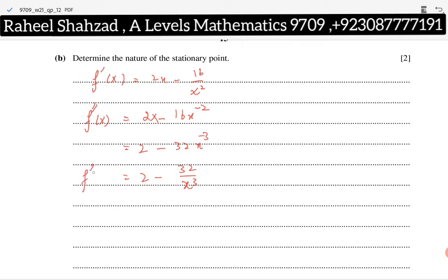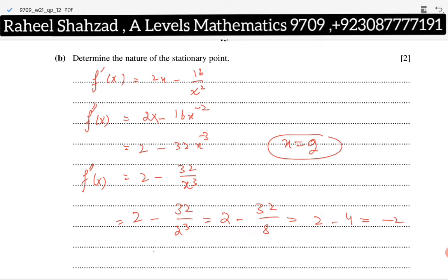And this is your second derivative test. The stationary point was at x equal to 2, I guess. Substitute 2 in it, so 2 minus 32 divided by 2 cube, so 2 minus 32 divided by 8, 2 minus 4, that is equal to minus 2. So minus 2 is less than 0, so it is maximum at x is equal to 2. So nature of stationary point, it is maximum. Okay.